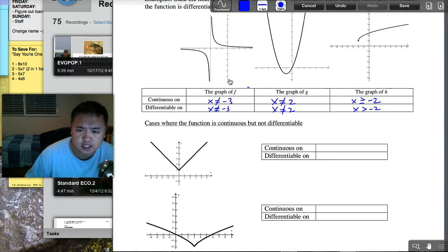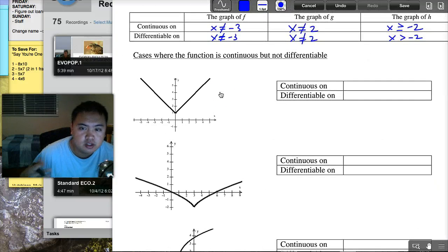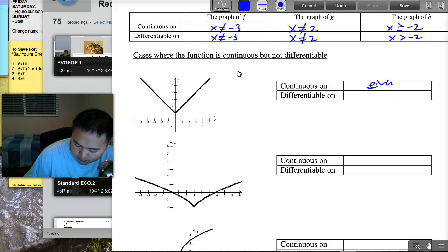We did these in class, and just in case you forgot, you also have instances where a function is continuous but not differentiable. Here it's continuous, this line doesn't break, so it's continuous everywhere. But it's not differentiable here.